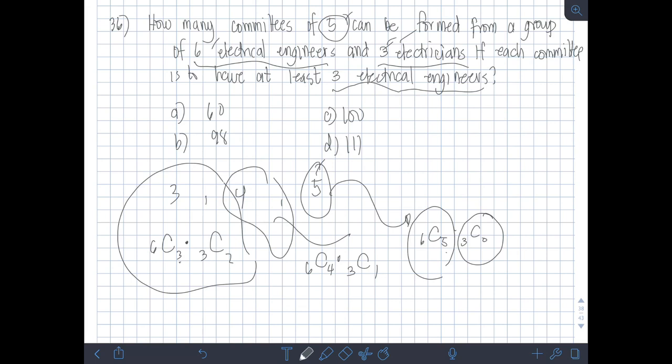So, therefore, pag sinolve natin to sa calculator, we have 6C3 times 3C2 plus 6C4 times 3C1 plus 6C5, we have 111. So, therefore, the answer is letter D.